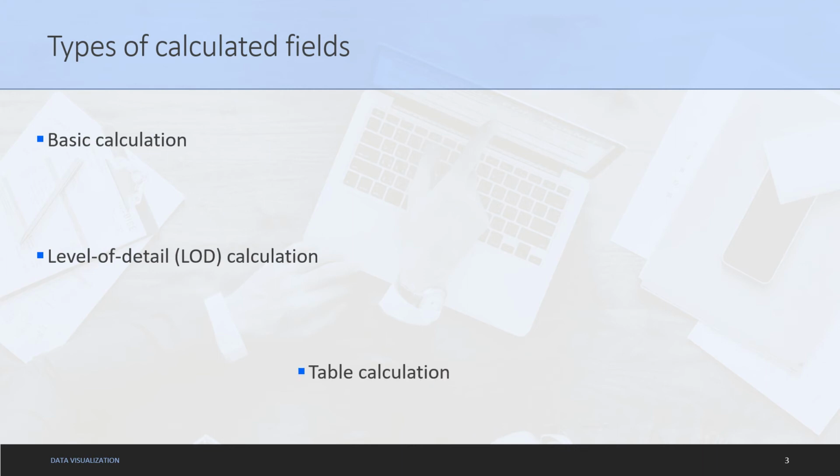Now let's first take an example of some calculated field types. The very first one is a basic calculation. Then there is a level of detail or LOD calculation. And then there is a table calculation. In this video we're going to cover the basic calculation types, and the other two we're going to cover in later sessions.